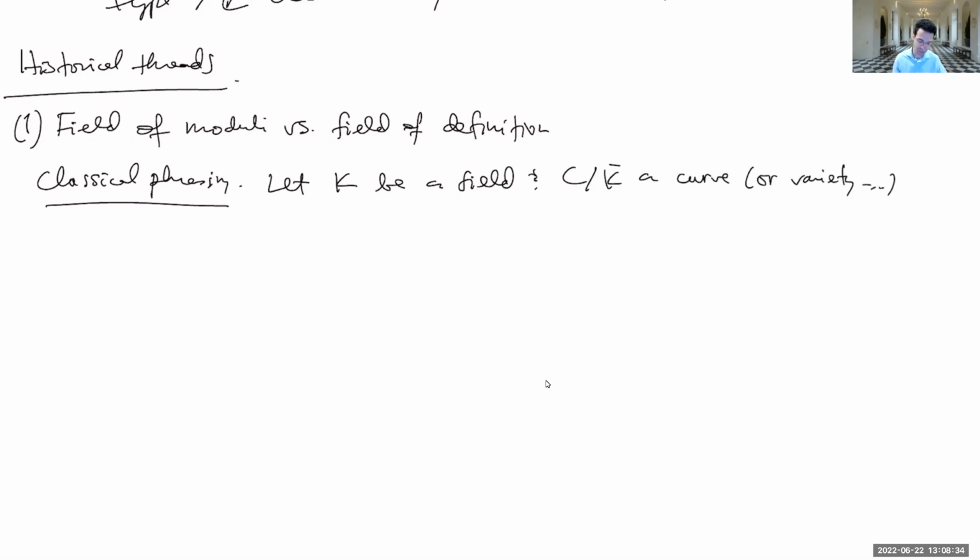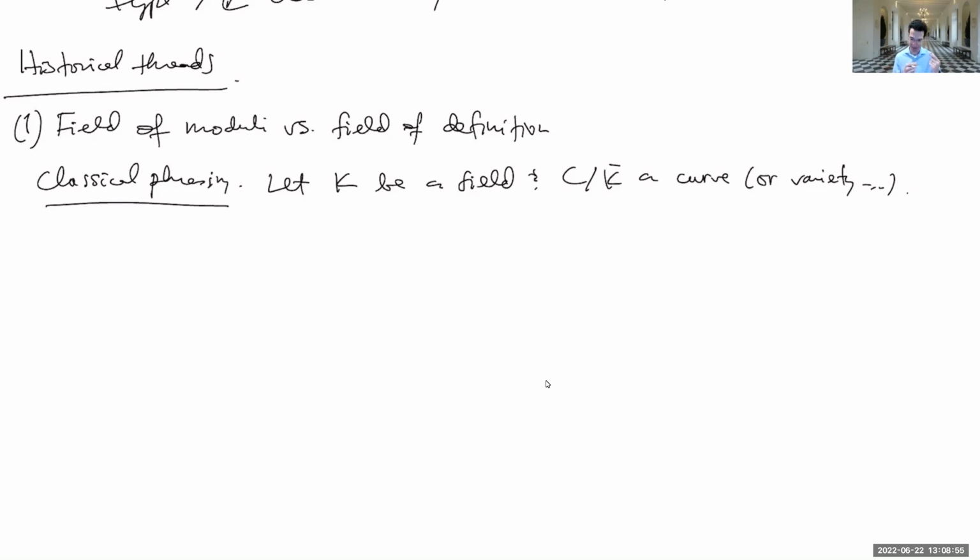And I mean a proper smooth curve. Choose your favorite genus, make it big. All right. And now you could think about where you can define C. So one way you could imagine is if you have an equation for C, the coefficients generate some kind of a field, and certainly C can be defined over that field.